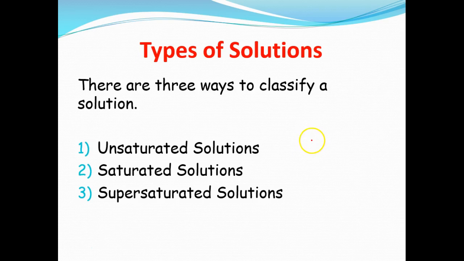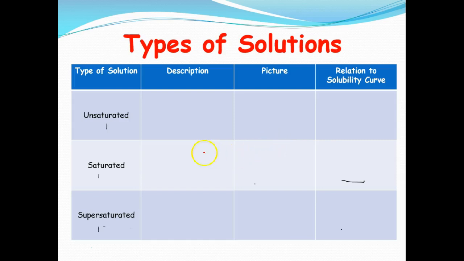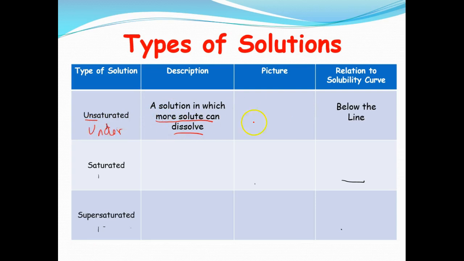The types of solutions that we have, there are 3 ways to classify a solution: unsaturated, saturated, and supersaturated. Don't write this down yet because it's coming up right here. Okay, so an unsaturated solution is a solution in which more solute can dissolve. So if you look here, you have unsaturated. Okay, so here's what happens. It's below the line, or we're going to say under the line. So it's below the line. Here's what it looks like.